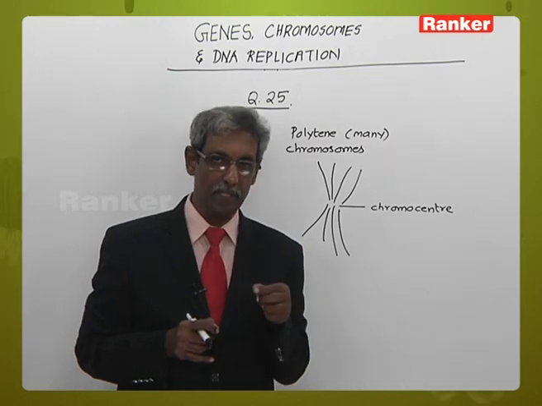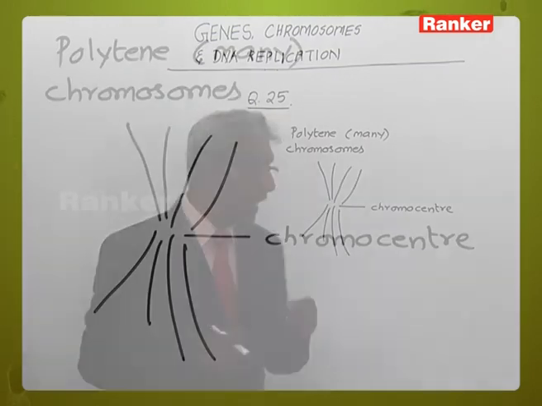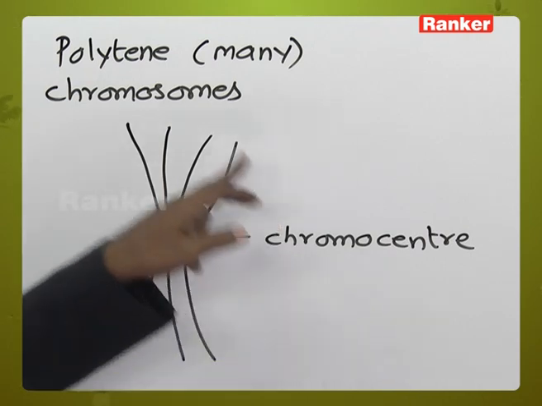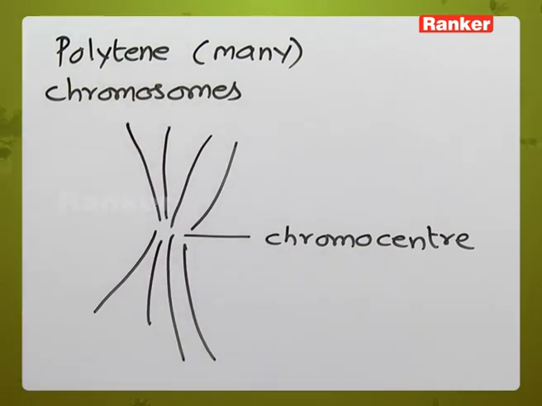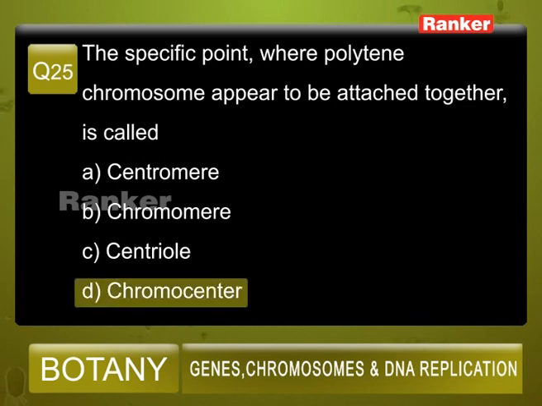Whereas the centriole relates to animal cells, and the right word here is chromocenter. Chromocenter relates to polytene or many chromosomes. Hence, the answer is D.